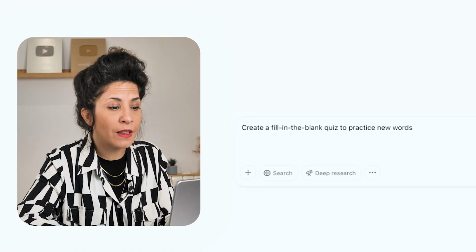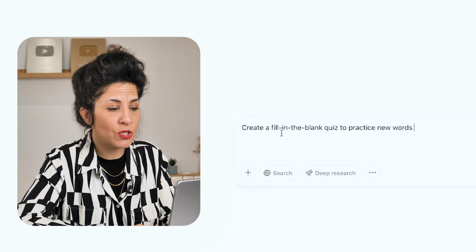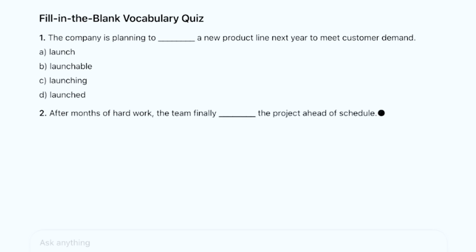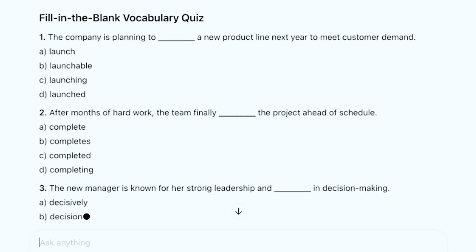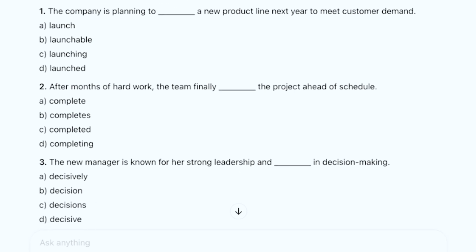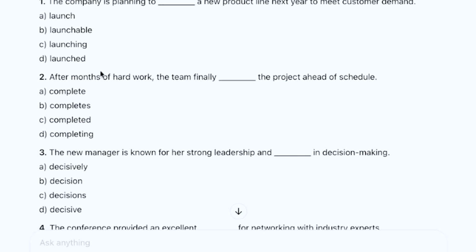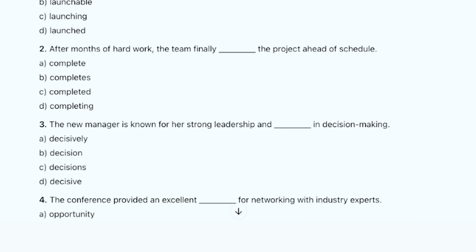You can ask it to create a quiz for you. For example, create a fill-in-the-blank quiz to practice new words. Let's see what comes up. So you can create a quiz. The company is planning to blank a new product line next year to meet customer demand. Launch, launchable, launching, launched. What's the answer? Do you know? Or after months of hard work, the team finally blank the project ahead of schedule. Complete, completes, completed, completing. What's the answer?